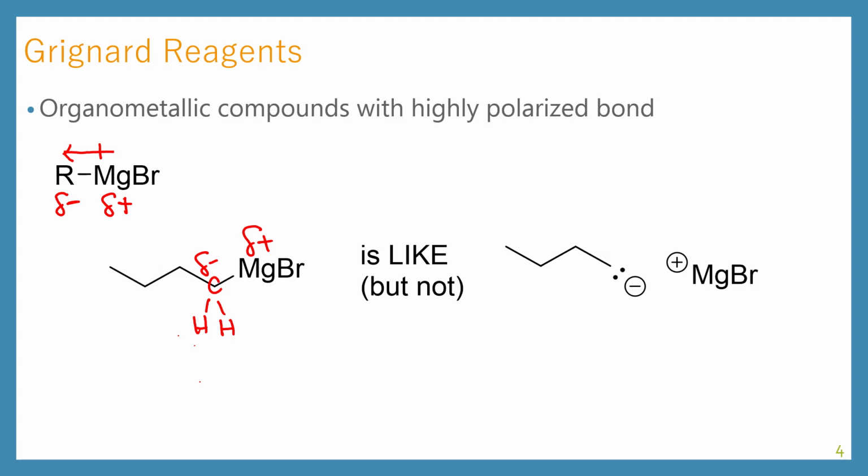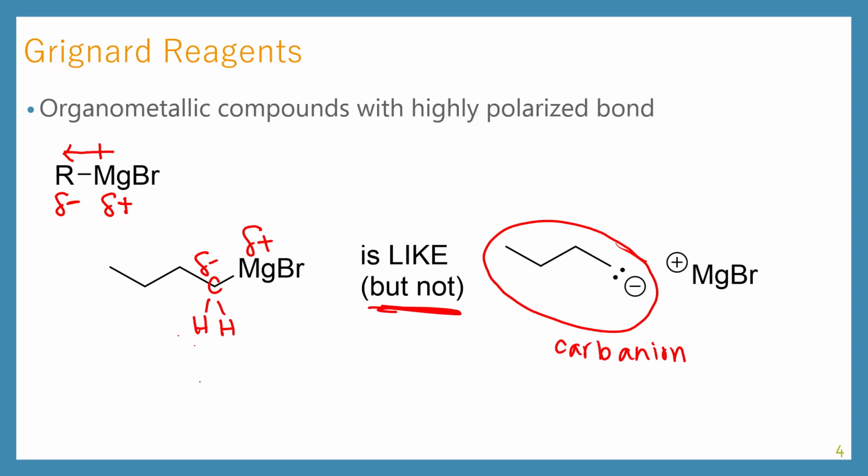So when we look at a Grignard reagent and we consider its reactivity, we're going to look at it like it is a carbanion, but it is not a carbanion. It is actually a covalent bond that is highly, highly polarized and unstable. And so it does behave like a carbanion, but it is not a carbanion. So let's look at what that means on the next slide.